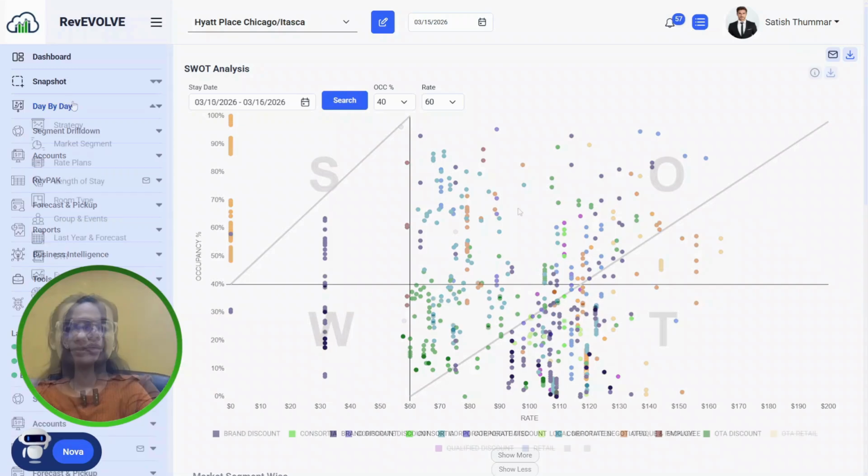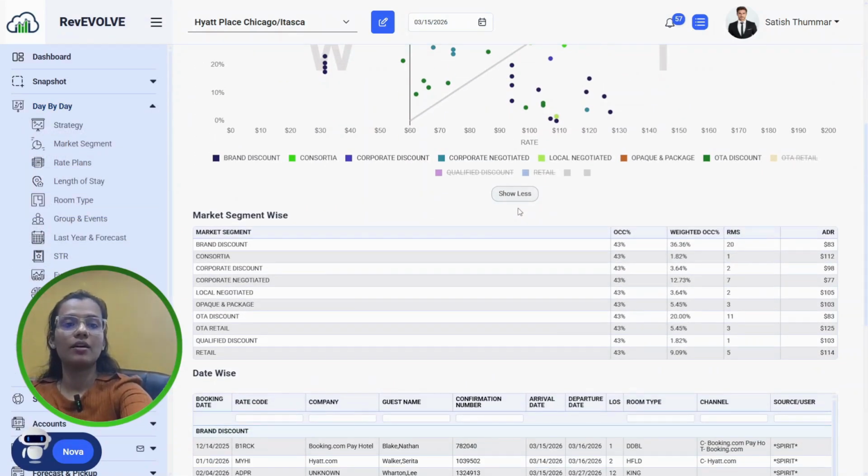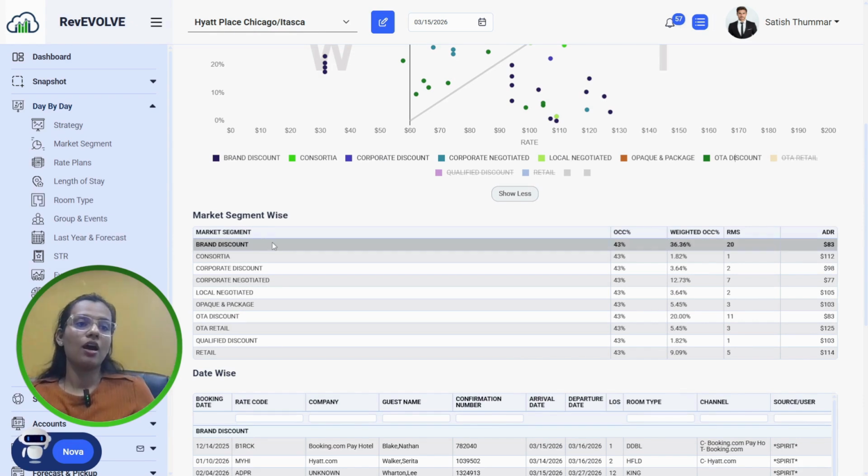Now here we can see market segment wise. Here we can say that strengths show us where rate and demand are working together. Weaknesses expose areas where pricing is blocking the demand, and the opportunity highlights the situation where demand is willing to pay, and the threats identify the scenarios where pricing strategy is misaligned with market behavior. So for each segment, we can see its share of occupancy, its weightage, the contribution, it tells how many rooms it's actually generated and the area it's delivered.